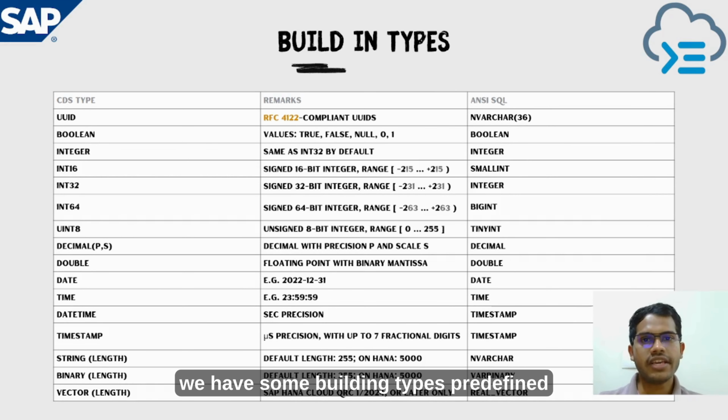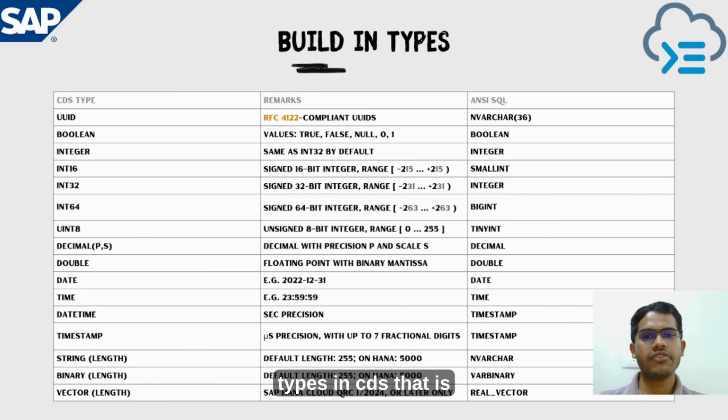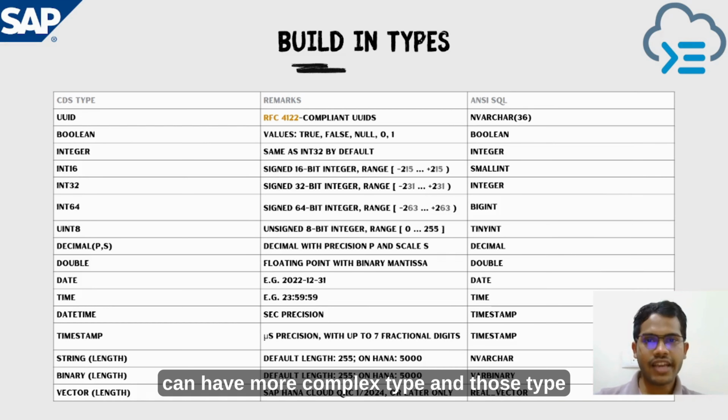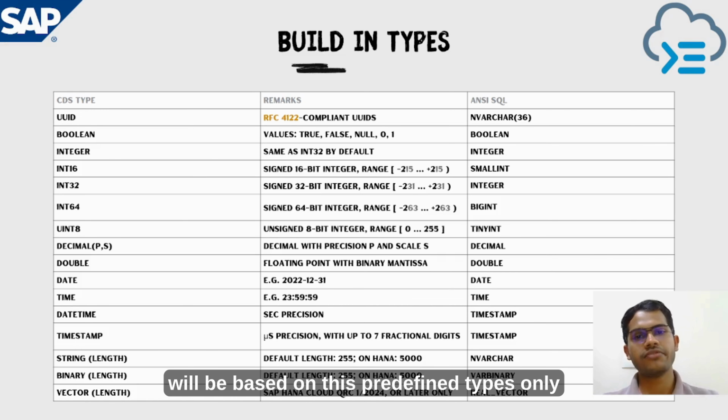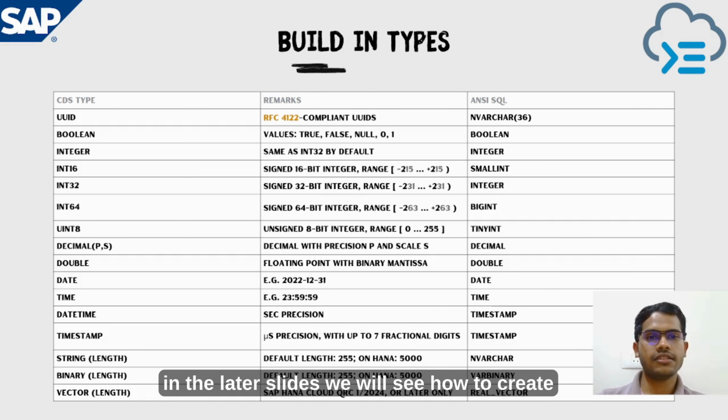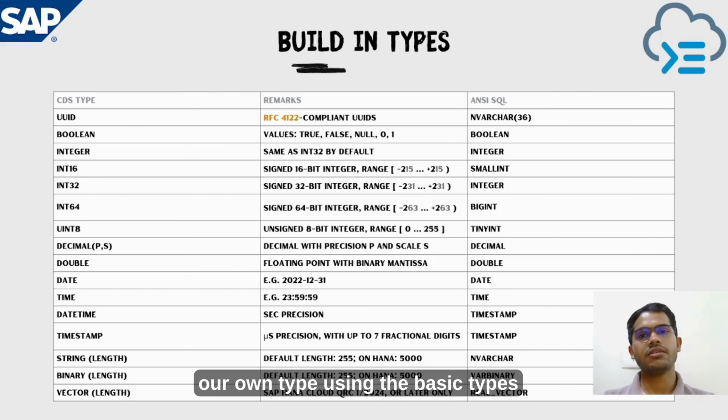Now we have some built-in predefined types in CDS, that is UUID, Boolean, Integer, Date, Vector. These are the basic types used to build our applications, but we can have more complex types, and those types will be based on these predefined types only. In later slides we will see how to create our own type using the basic types.